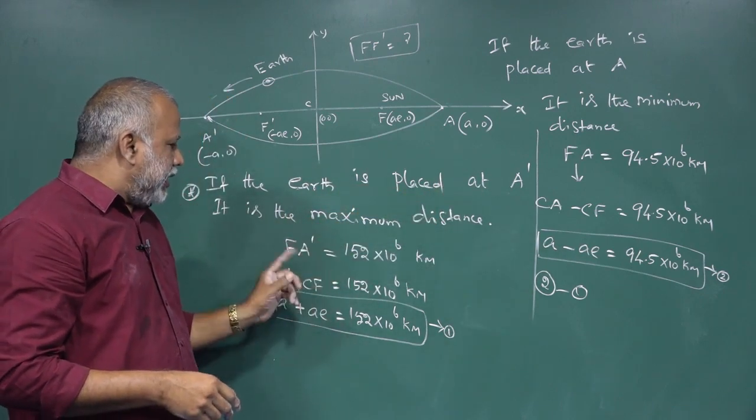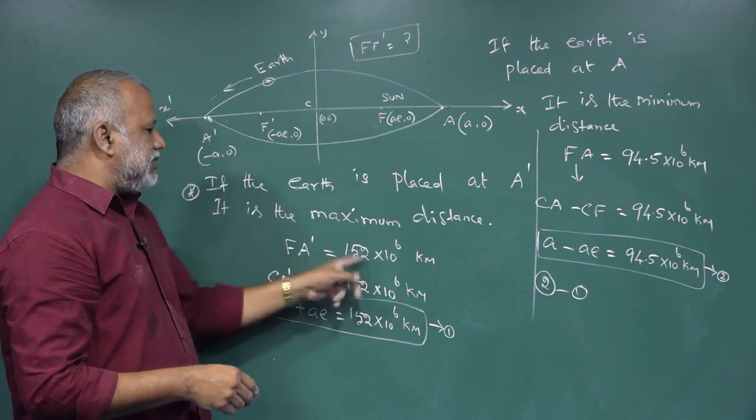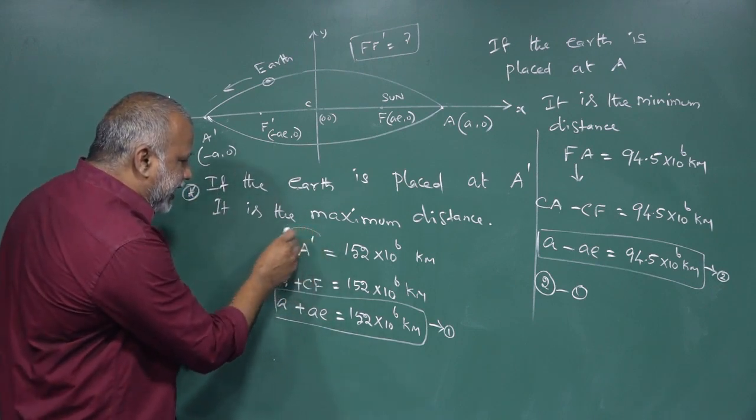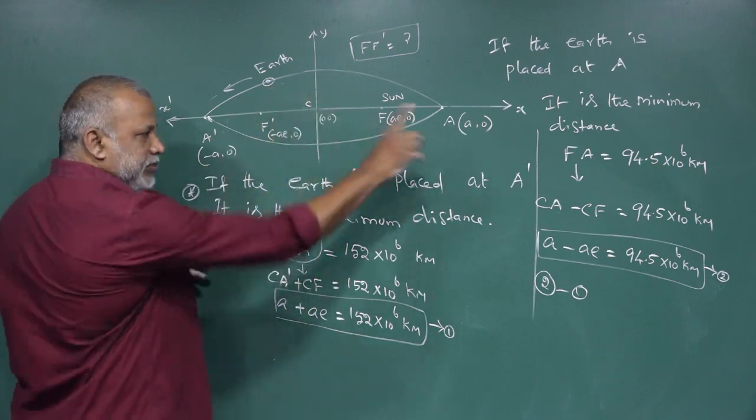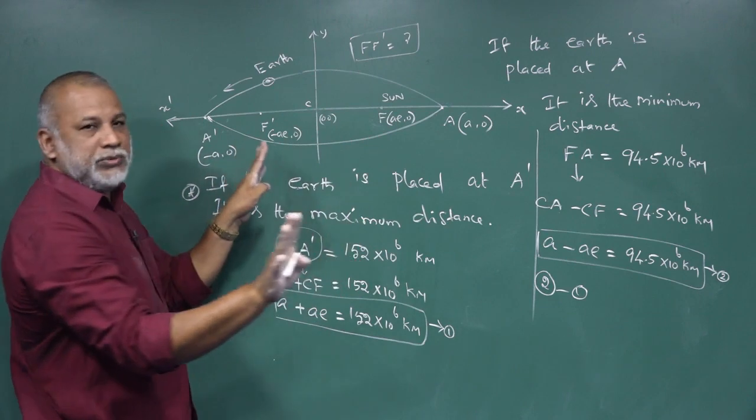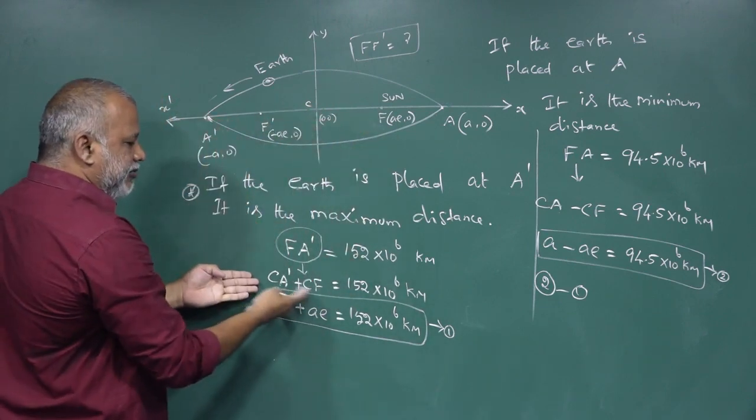Then use this one. Here maximum means the sun is here, the earth is here. That is FA dash, the maximum. Use the knowledge. We are splitting this FA dash. That is the logic. See the diagram. Use your fingers. F is here, A dash here. From the center you have to split. That's all. From the center means CF, CA dash. I am writing CF plus CA dash.